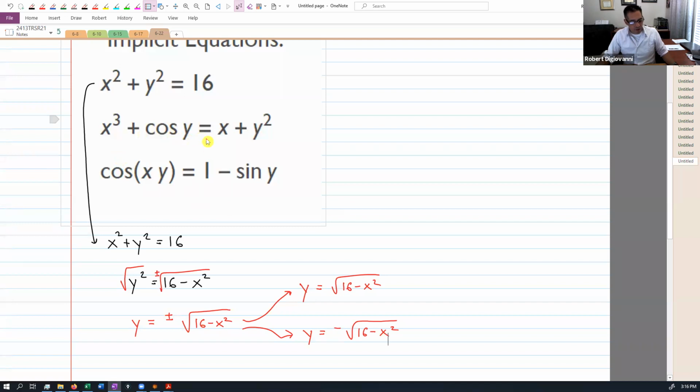This next one, x cubed. Let's look at that one here. x cubed plus cosine y equals x plus y squared. Try and solve that for x or y, and you're never going to be able to, all right? We won't even try it because you can't do it. There's no way to do it algebraically. Same with this one, there's no way. You can't get x or y by itself.